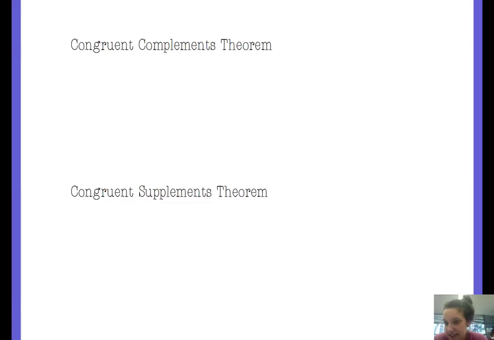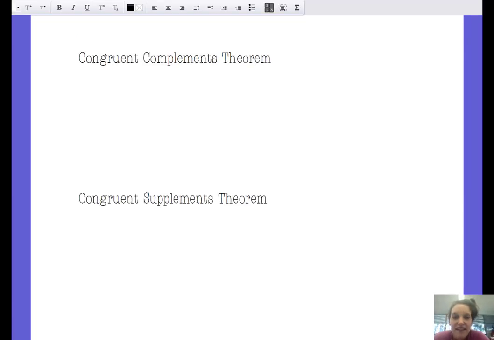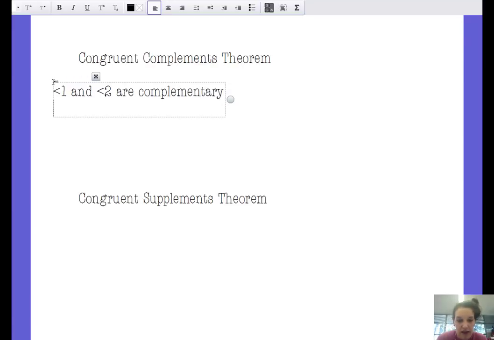The next two theorems are a little tricky. Basically, they're saying if two angles are complementary to the same angle, then those angles are also going to be congruent. So for example, if I told you angle 1 and angle 2 are complementary, and angle 1 and angle 3 are complementary.